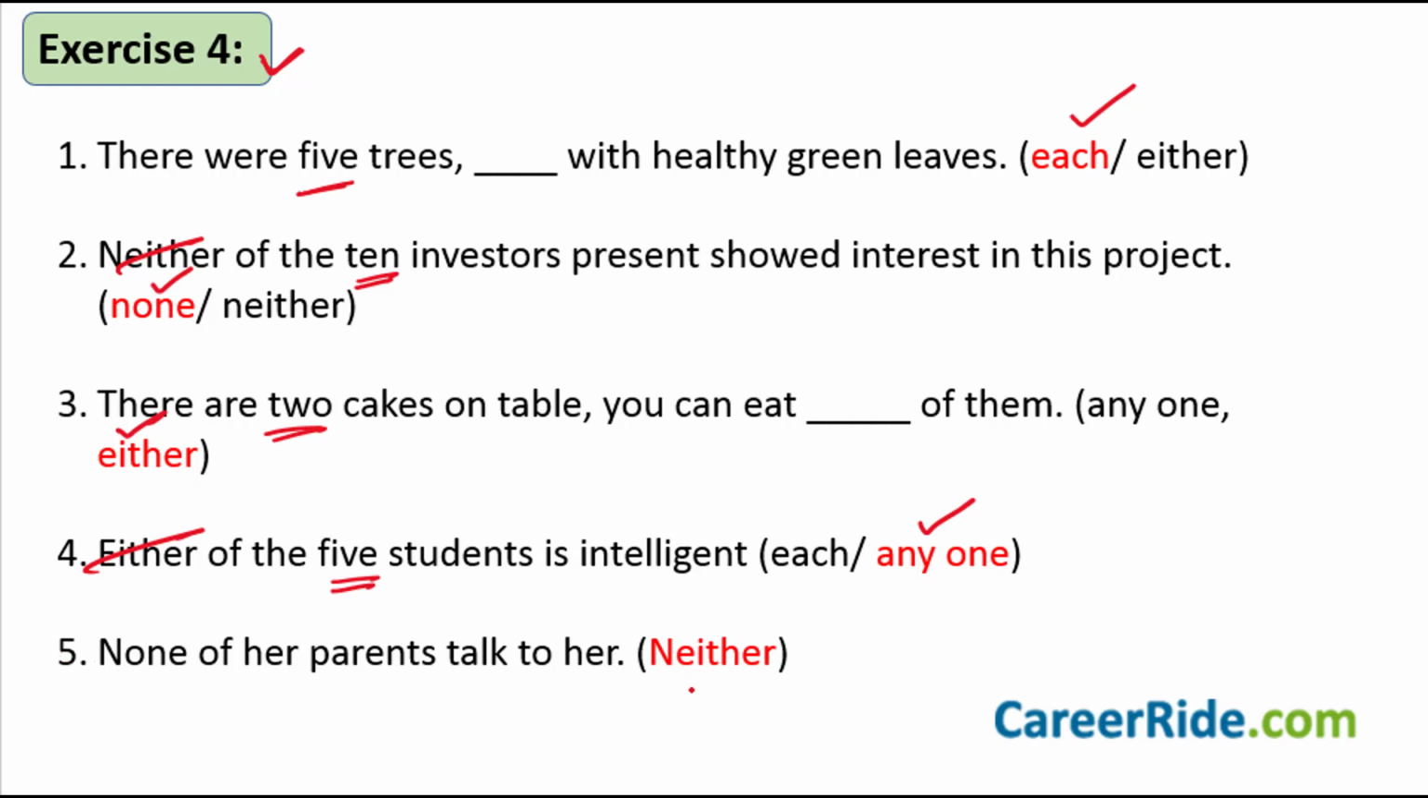Now see this 5th sentence specially. None of her parents talked to her. Now the sense of 2 is implicit here, because how many parents do we have? We have 2, our mother and father. So not none, it should be neither.